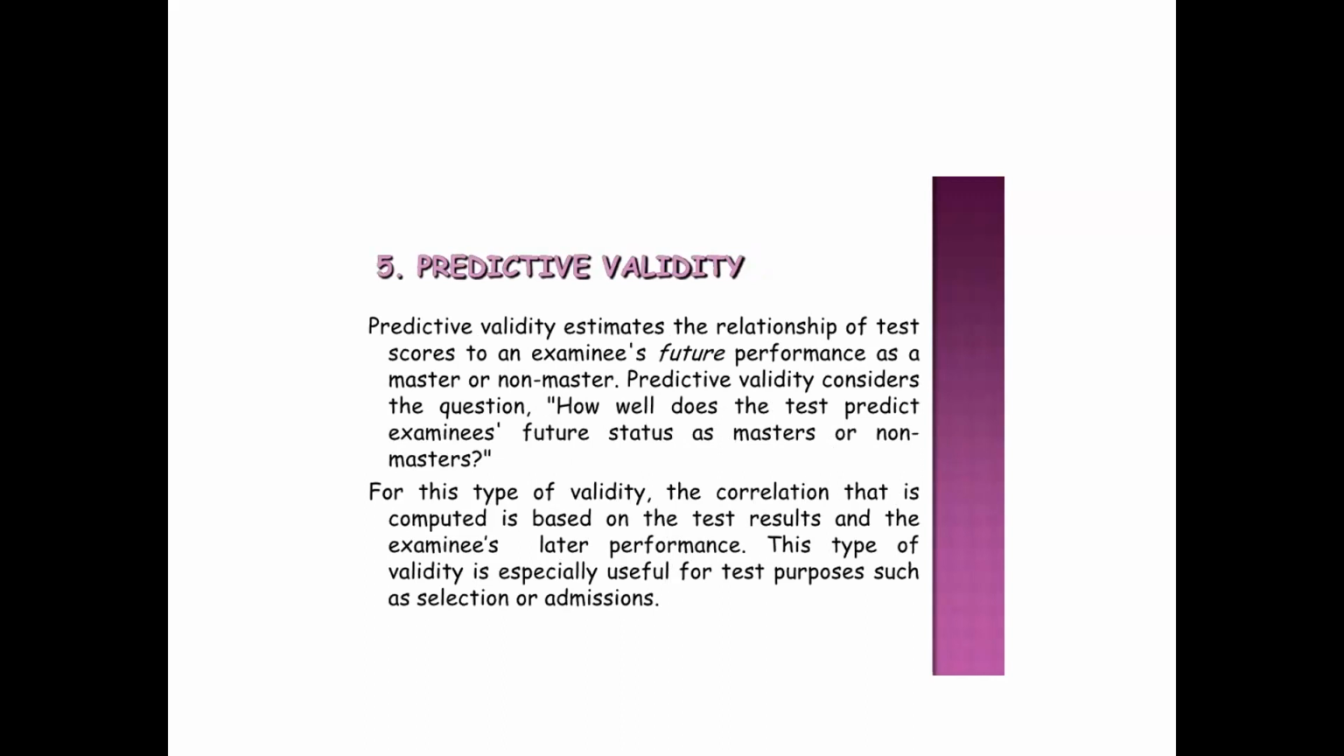Right, predictive validity estimates the relationship of the test to an examinee's future performance as a master or non-master. Predictive validity considers the question, how well does the test predict examinees' future status as masters or non-masters? For this type of validity, the correlation that is computed is based on the test results and the examinee's later performance. Right? So today's exam result should predict how they will study in future courses. That is predictive validity, right?